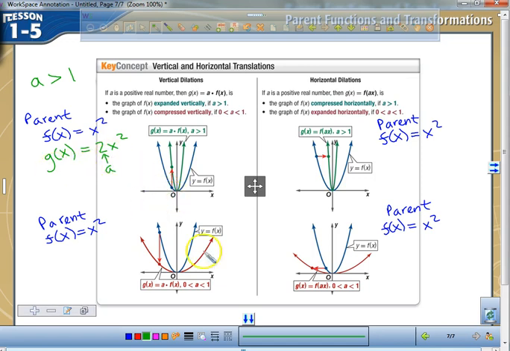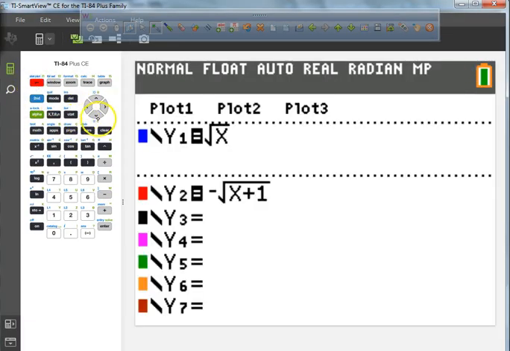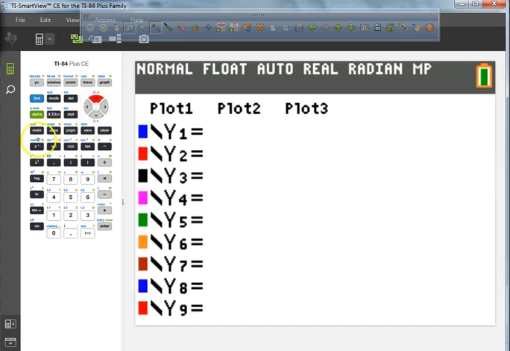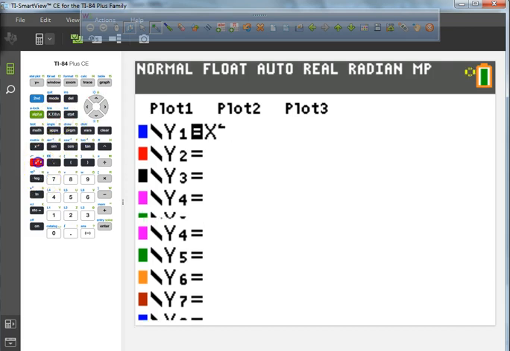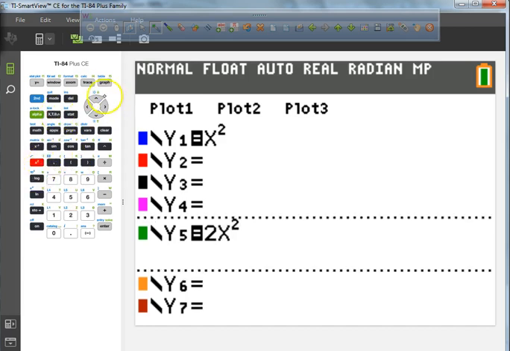Once you've written that down, go to your graphing calculator. Hit y equals, we're going to clear this out. We're going to start with x squared. This is our parent function, okay? X squared is your parent function. Now go down to y5 where it's green, and type in 2x squared and hit graph.